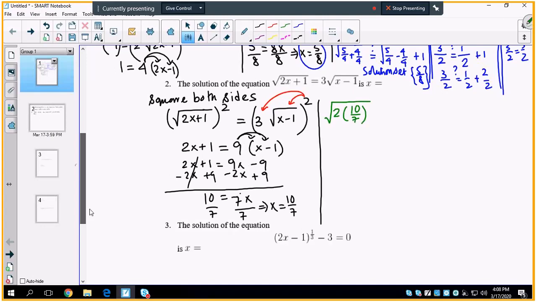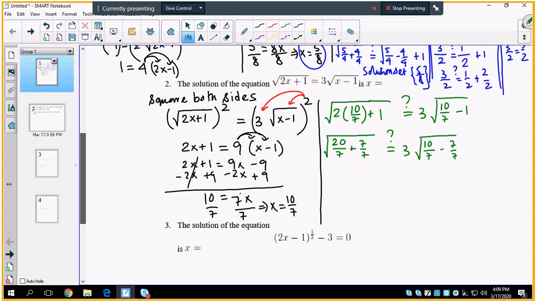So 2 times 10 over 7 for x, is it equal to 3 times square root of 10 over 7 for x, minus 1. So find common denominator just the way we have done last time. So 2 times 10 is 20, plus 1 is 7 over 7. Is this equal to 3 times square root of 10 over 7, again, 1 is 7 over 7. So I get 27 over 7 on the left hand side. Is this equal to 3 times square root of 3 over 7?